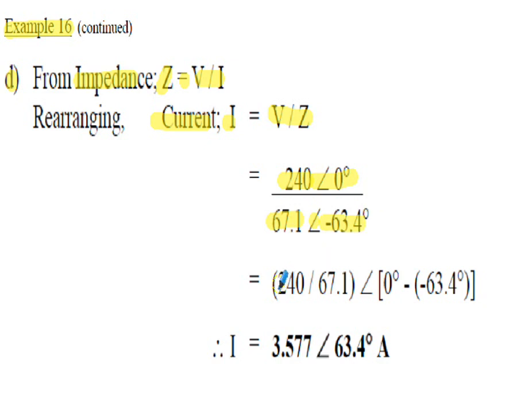So in this case, that will be 240 divided by 67.1 for the moduli, and for the arguments we will get 0 degrees minus a negative 63.4 degrees. Be careful of the double negative there. So in this case, the current I is equal to 3.577, argument 63.4 degrees. And that's of course in amps for current.